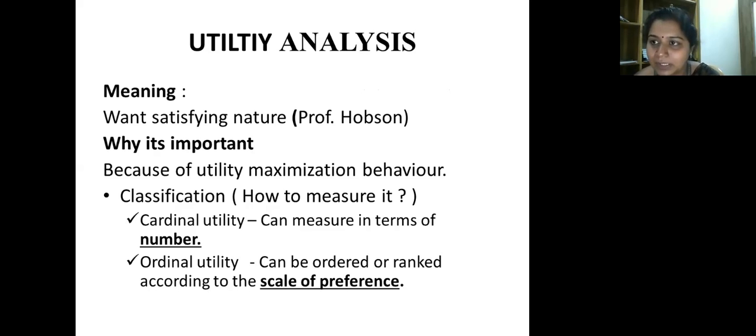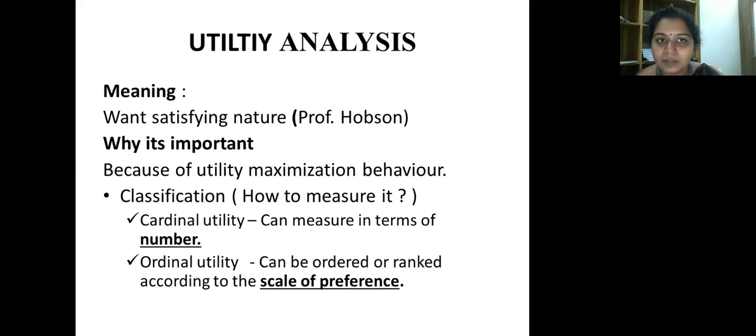So what is utility analysis? It is a part of demand analysis. Why do you have to study utility analysis? Because we are dealing with the consumer. Why is he demanding our product? You should know the behavior pattern of the consumer: why he is consuming your product, when he will stop consuming it, how many units he will purchase, and at what price. To understand all these things, you should know utility analysis. It will support you in making decisions in that area.